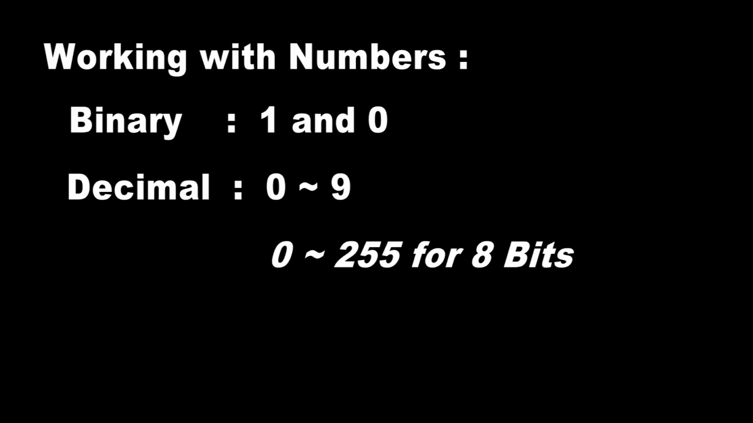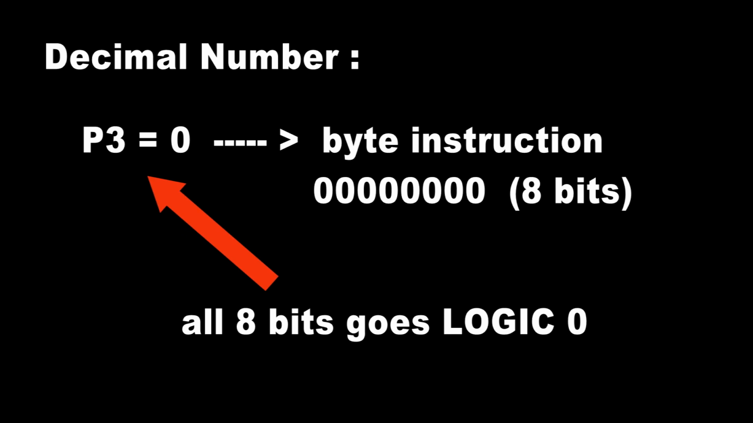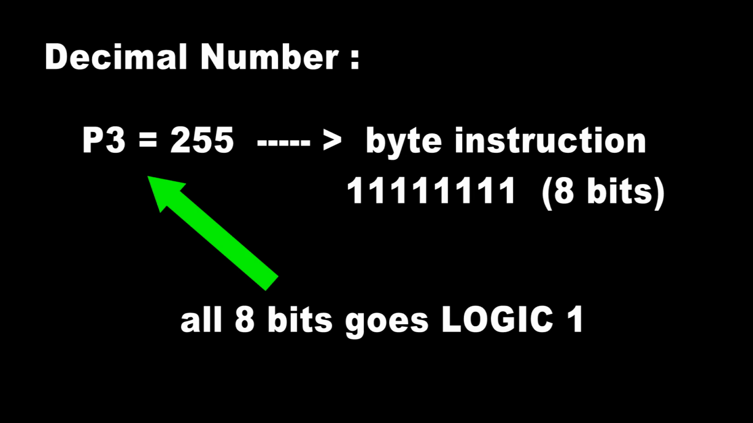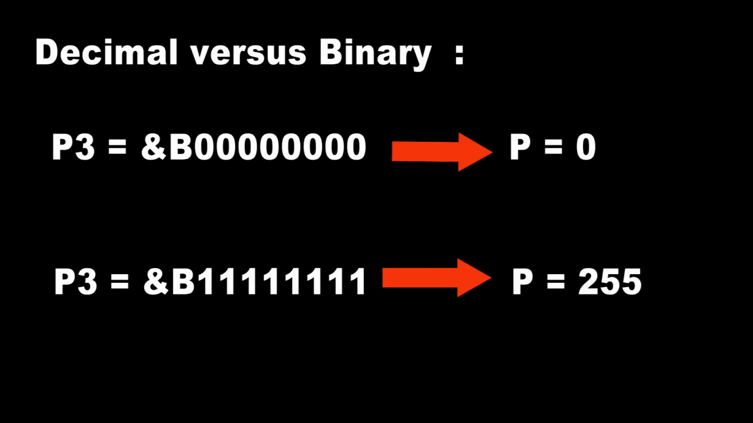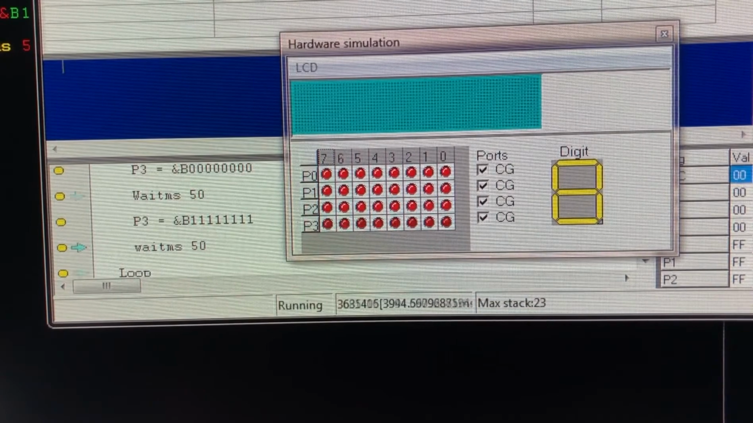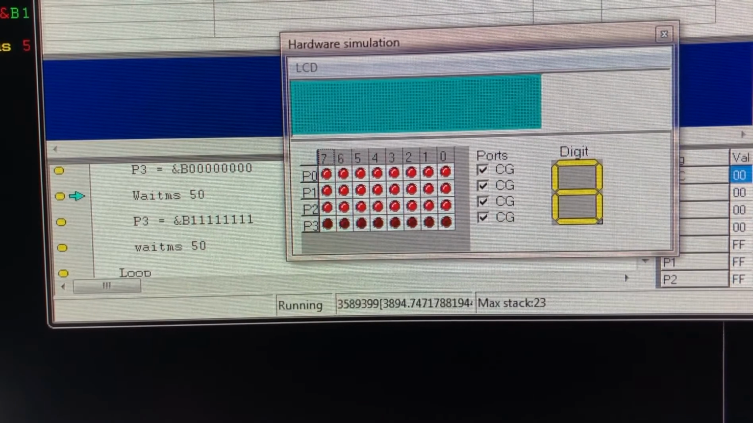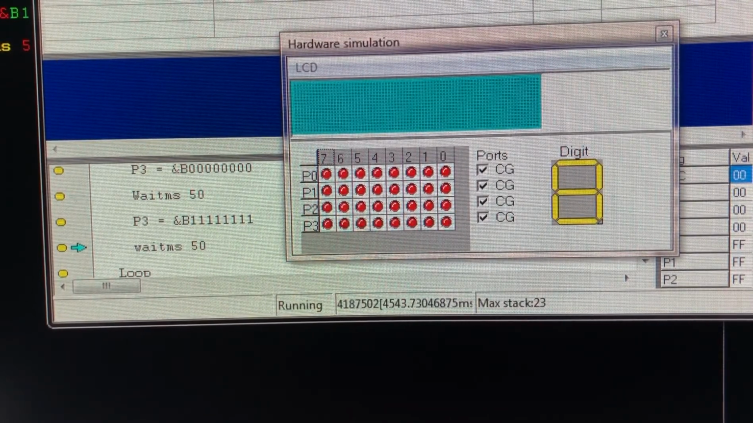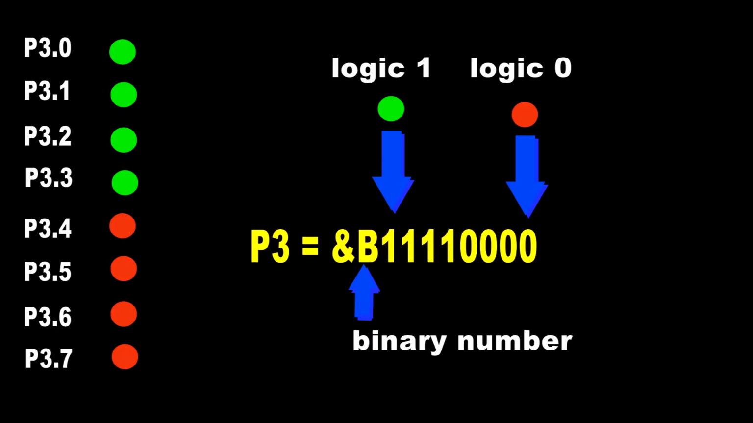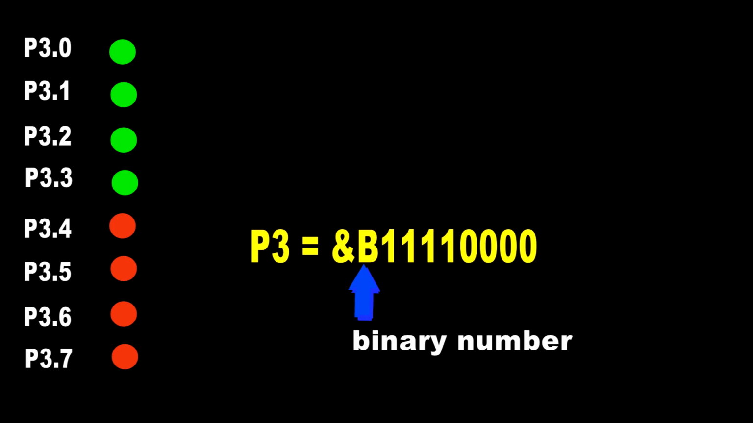For the record, since we use binary here, let me just mention that a decimal number can be used as well: P3 is equal to 0 for logic 0 and P3 is equal to 255 for logic 1. The binary &B00000000 is equivalent to 0 in decimal, and the binary &B11111111 is equivalent to 255 in decimal. Whichever is easy for you to figure out, you have the option of which notation to use. For me, binary is easy to imagine as follows: 1 means logic 1, 0 means logic 0.